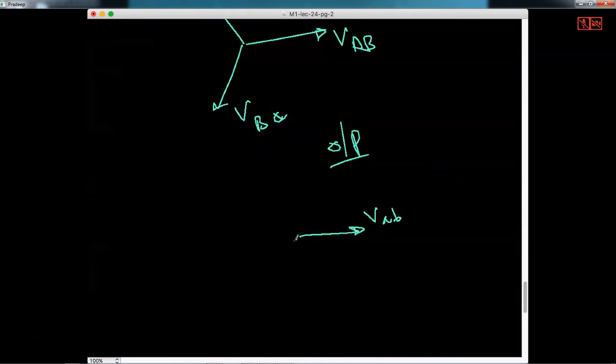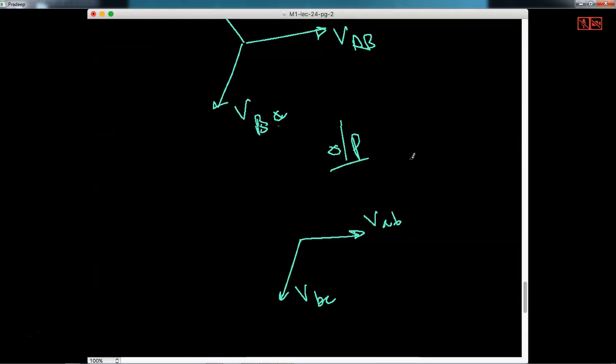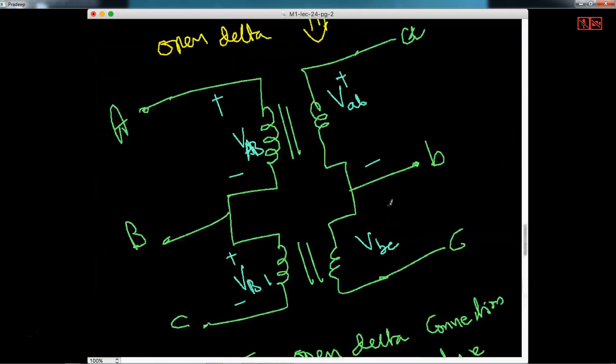Now what happens if I simply, see why these two voltages are coming? Because they are induced in the two transformers. Now the third voltage will automatically appear without even anything. See why it should appear is, if I simply measure, so this is plus minus, this is plus minus. If I take a voltmeter and measure the voltage, so I measure the voltage like this.